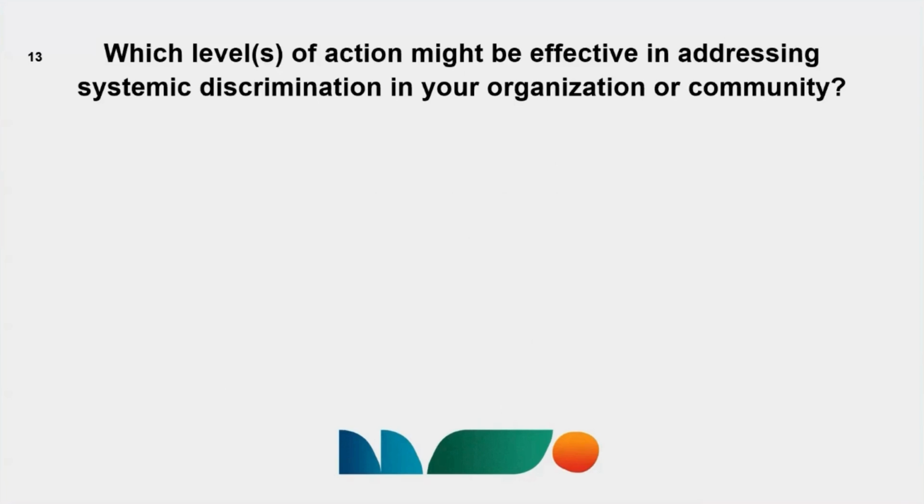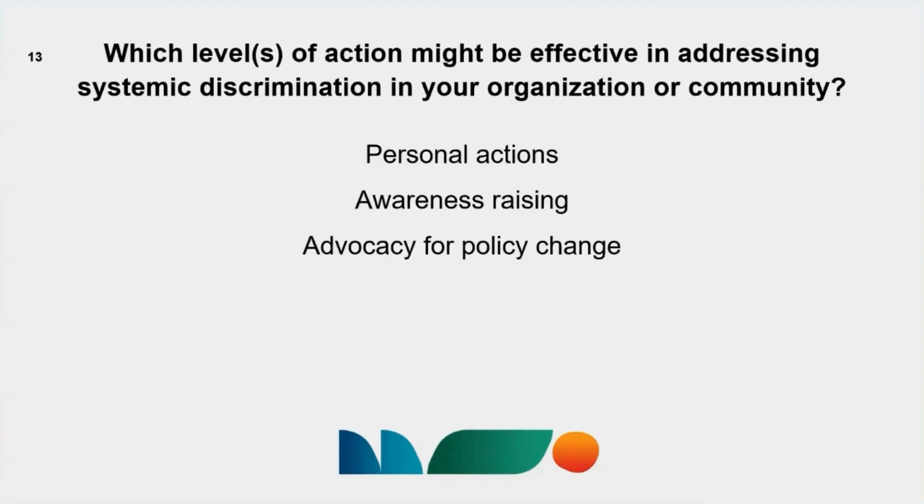Now that we've looked at some examples of actions at each level, let's take a few minutes to reflect. Which level or levels of action might be effective in addressing systemic discrimination in your community or organization? You may want to identify more than one. Personal actions, awareness raising, advocacy for policy change, legal action, or none at this time. And can you think of an action at this level that might be effective?